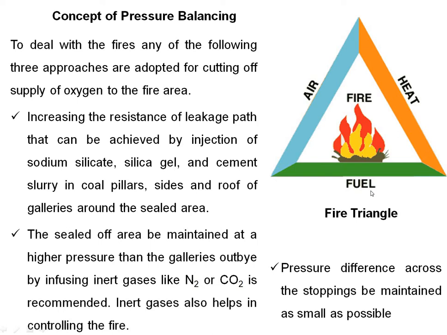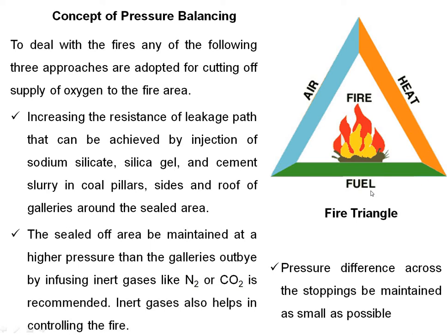Okay, so first, increasing the resistance of the leakage path can be achieved by injection of sodium silicate, silica gel and cement slurry in coal pillars, sides and roof of the galleries around the sealed area. Generally we spray water, and water spray is one option, but after some time the water will be gone, because water cannot seal. So something chemical is required to seal those portions, to prevent oxygen from reaching the coal and to diminish the fire. So sodium silicate, silica gel and cement slurry in the coal pillars can avoid the fire in the side of the coal pillar.